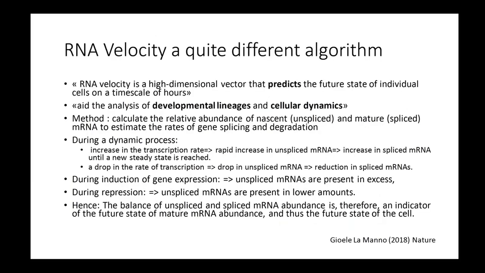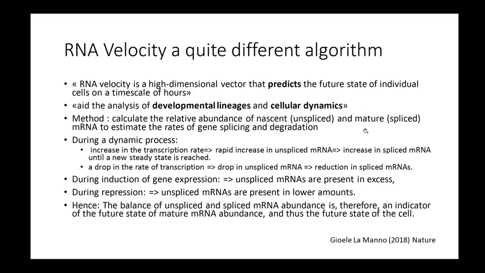It's quite nice. And then I would like to mention RNA velocity, because it's also a popular tool and it works so differently that I think it's important to mention. Here I took from the paper how they describe RNA velocity. They say RNA velocity is a high dimensional vector that predicts the future state of individual cells on a time scale of hours. So for each of the cells they try to predict where the cell would mostly go to, towards which stage it would move. That's why it's also a trajectory analysis, because it also tries to link cells. It aids the analysis of developmental lineages and cellular dynamics, because it predicts towards which developmental stage the cells are going.